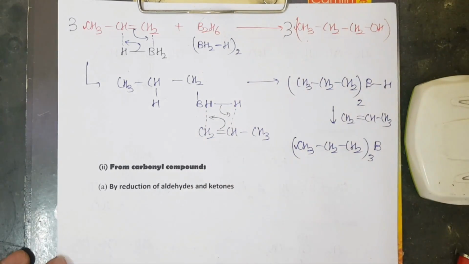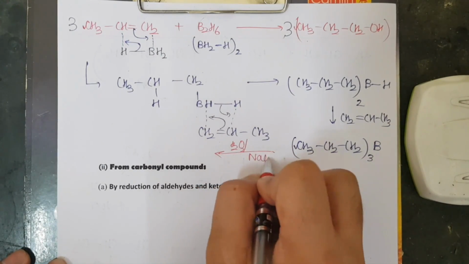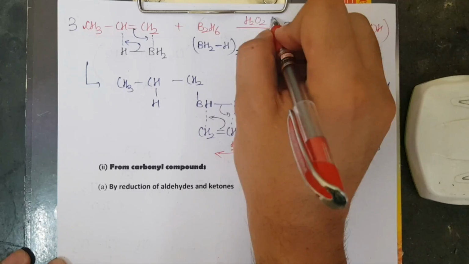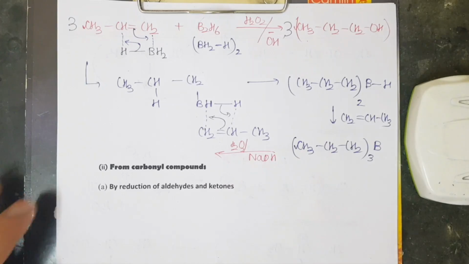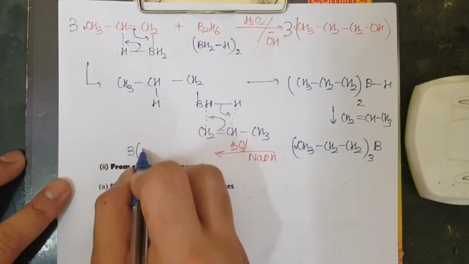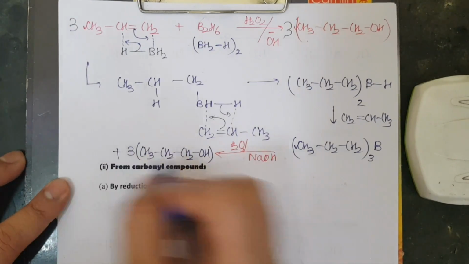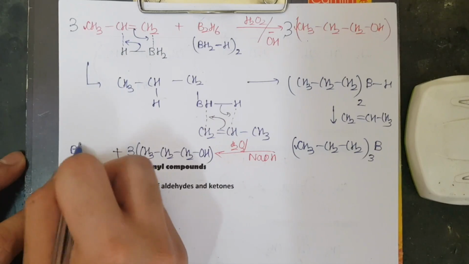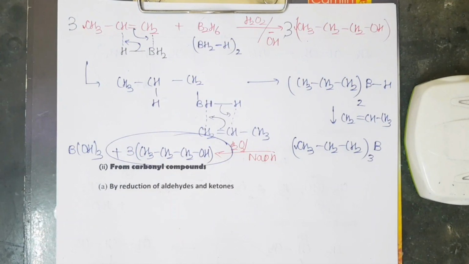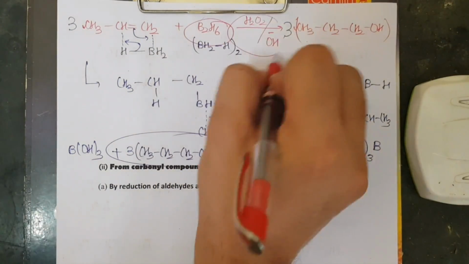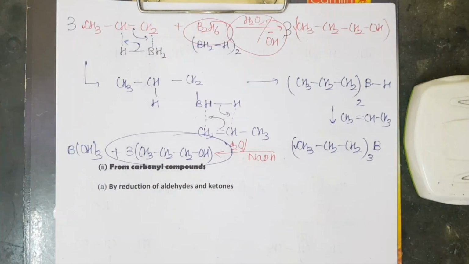So what would happen from here? I react this compound with H2O2 and NaOH. So what we have taken is H2O2 and a basic medium. This B is removed, giving me the formation of 3 moles of alcohol, 3 CH3, CH2, CH2OH, plus this B will react, giving me the formation of B(OH) whole thrice. So this is the important product. This is known as hydroboration oxidation, giving me the formation of an alcohol from the double bond.